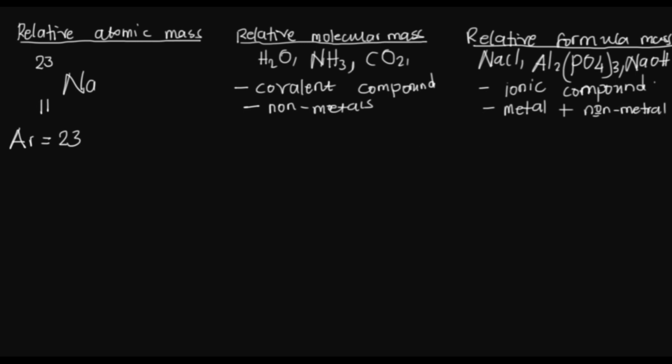Okay. Now, after knowing the difference between the relative atomic mass, relative molecular mass, and the relative formula mass, let's look at some examples. We'll begin with finding the relative formula mass. Calculate the relative formula mass of the following. The first one, we'll look at aluminium phosphate.